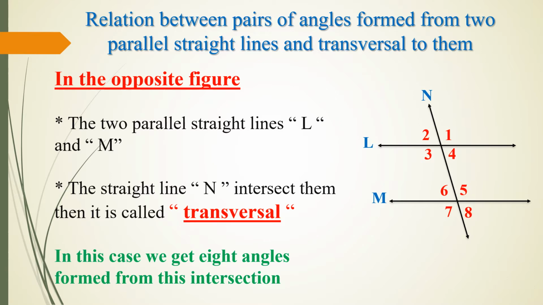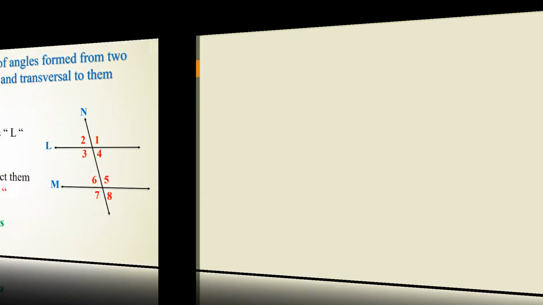In this case, we get 8 angles formed from this intersection. And these 8 angles can be classified according to their position relative to the transversal as follows: alternate angles, corresponding angles, interior angles on the same side of the transversal. Now we will represent each pair of the previous pairs of angles.